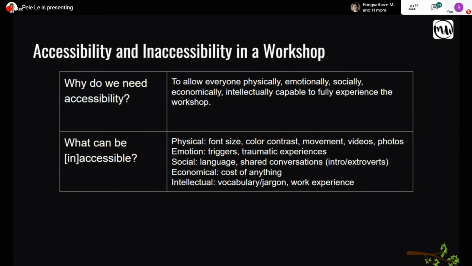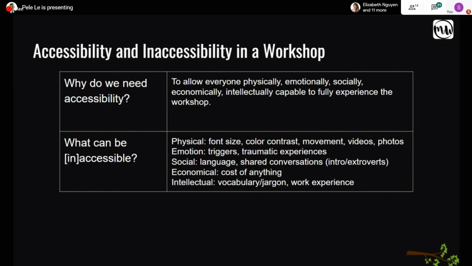Social, language. I assume folks probably didn't take a workshop at VSA all in Spanish. English, maybe not someone's first language. It's also important to make sure that you minimize jargon, which is just buzzwords and such. This intersects also with the intellectual dimension.